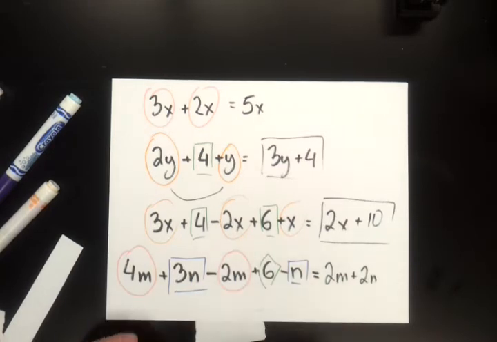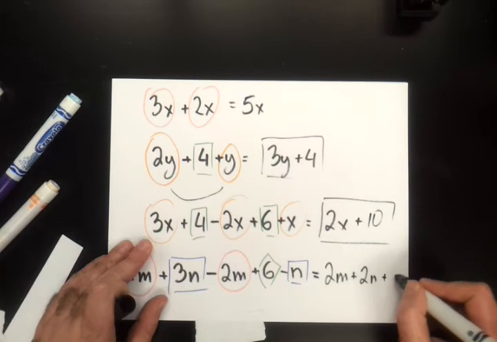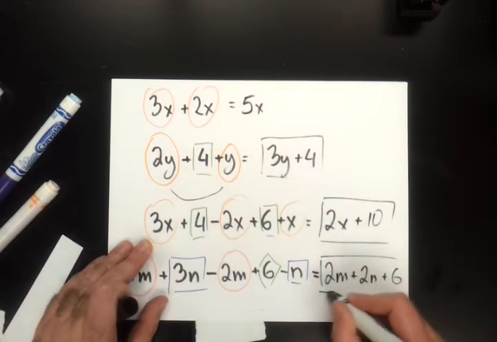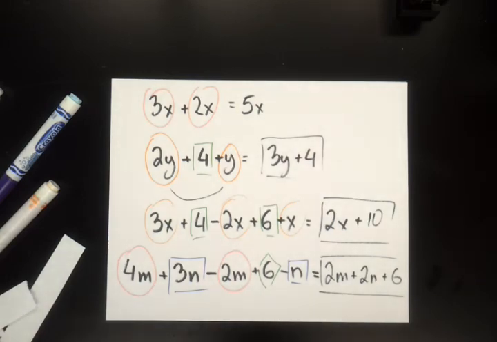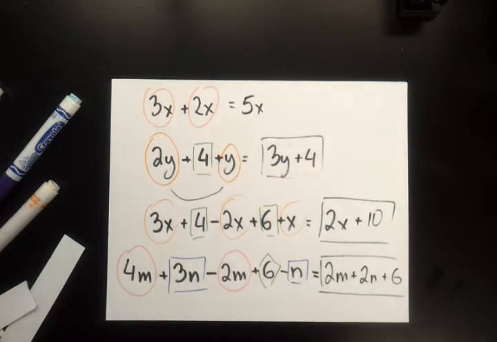And last but not least, I have a constant. It doesn't have a counterpart, so I just write it in, plus 6. And that's my answer. So hopefully you found this video lesson useful to you. And if you have any questions, just ask me during class. Thank you very much.